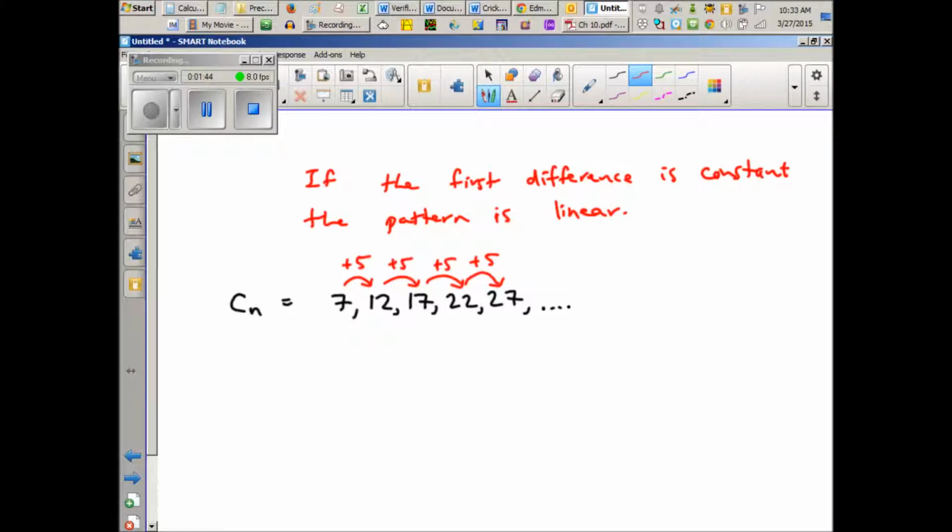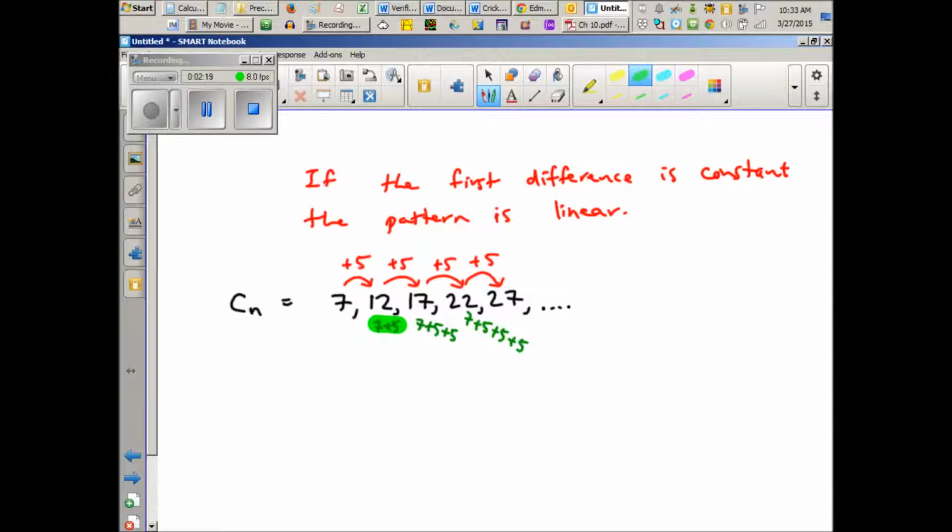All right, so let's see if we can figure out the formula for the linear growth. So we know that 12 is really just 7 plus 5, right? And 17 is 7 plus 5 plus 5. And 22 is 7 plus 5 plus 5 plus 5. So let's analyze that real quick. There's a pattern here, obviously. You'll notice that every term after the first is 7, of course, plus a certain number of 5s.